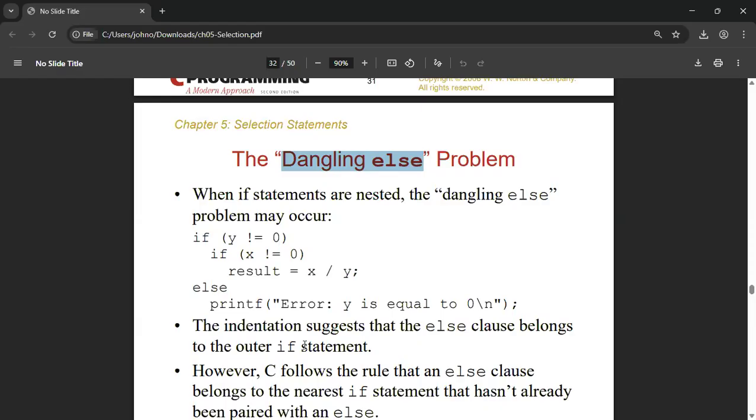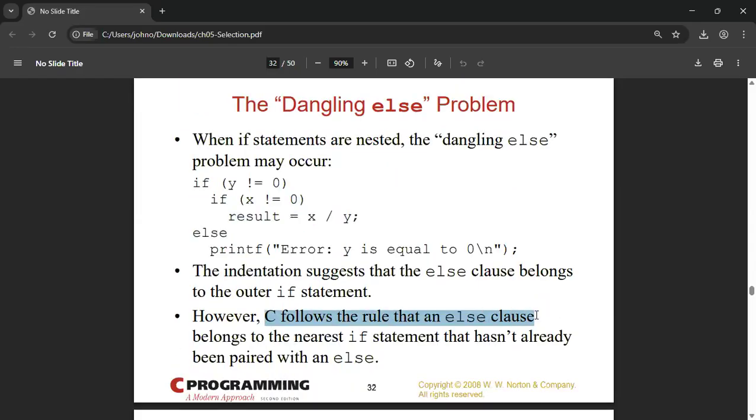Well, as I already told you, the answer is simple. The answer is every else belongs to the nearest if that does not have an else. So this else belongs to this if. C follows the rule that an else clause belongs to the nearest if statement that hasn't already been paired with an else. So the nearest if that does not have an else is this, nearest to the else. So we associate this else with the if. In case you don't want this else to belong to this if, we already established that you use curly braces.